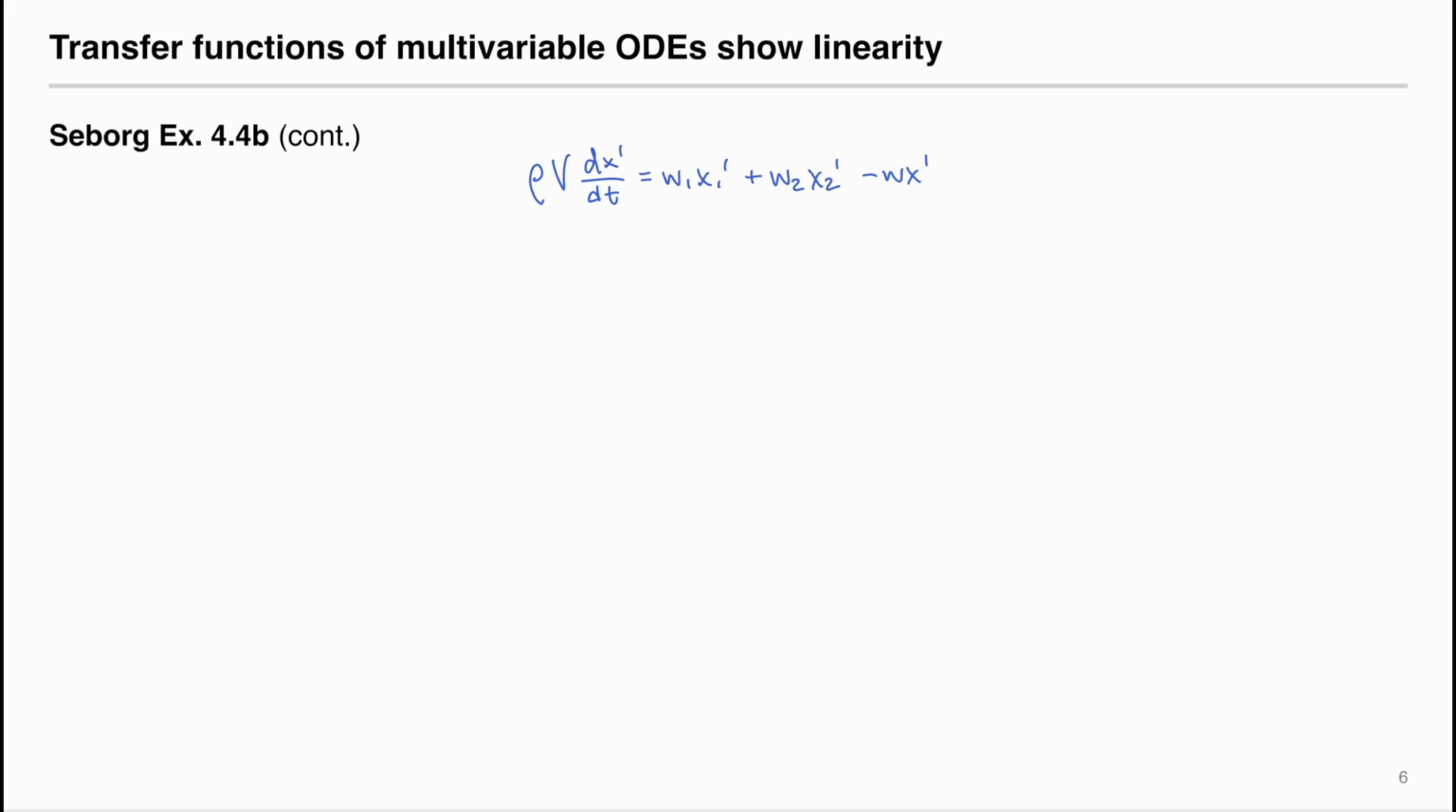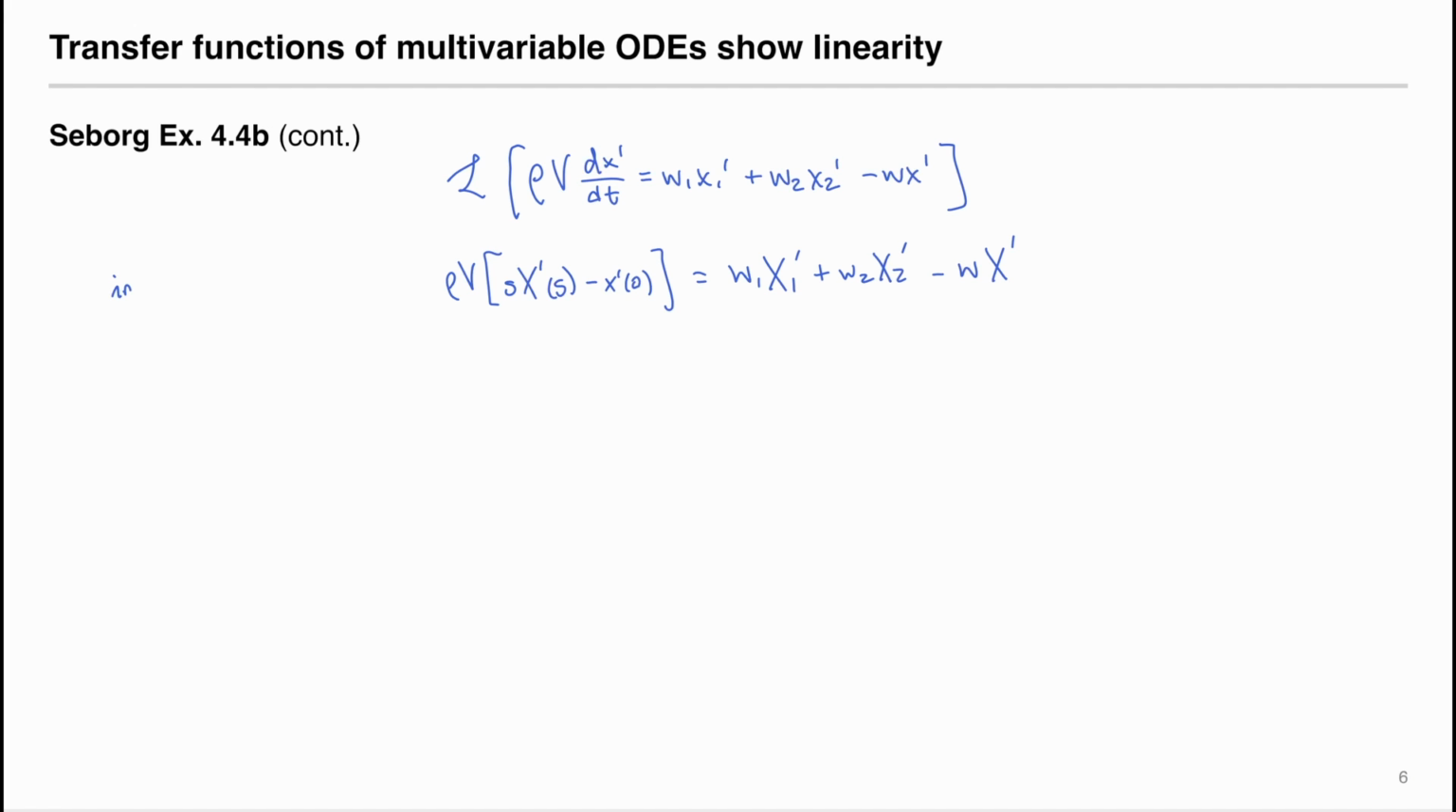Okay, now we have the deviation ODE. We can find the transfer function by taking the Laplace transform on both sides. Rho V times the Laplace transform of the derivative, s X prime of s minus the initial condition, equals w1 big X1 plus w2 big X2 minus w big X, and the big X's are functions of s.